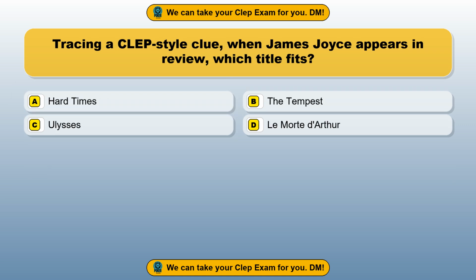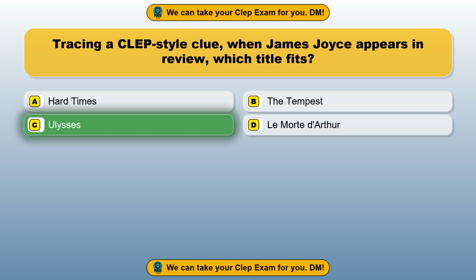Question 26. Tracing a CLEP-style clue, when James Joyce appears in review, which title fits? Option A, Hard Times. Option B, The Tempest. Option C, Ulysses. Option D, Le Morte d'Arthur. The correct answer is option C, Ulysses.